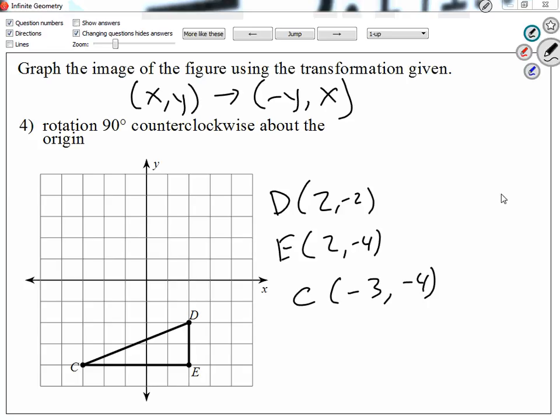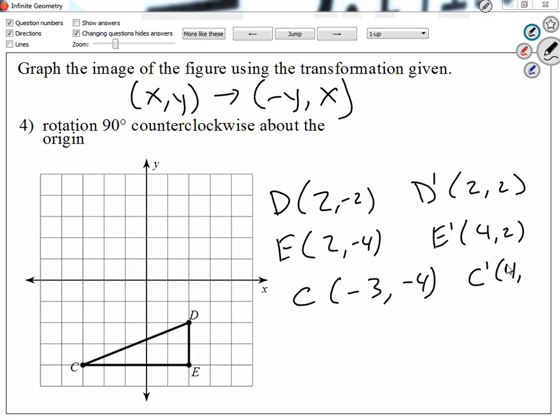So for D prime, I will get positive 2, positive 2. What do you guys get for E prime? 4 and 2. What about C prime? 4 and negative 3. And then plot those points in. You see how x, y becomes negative y, x. So there's flipping, x, y becomes y, x, but change the sign on the y.